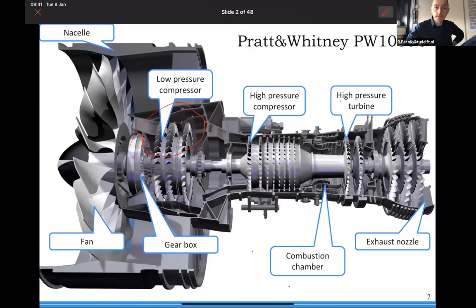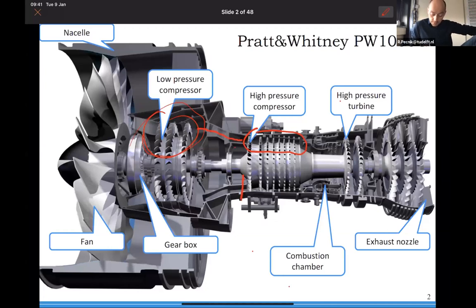So I will answer these questions now. Why is there a separation between the booster here and the high pressure compressor? Right, even if there's no intercooler in between here. The thing is that in this engine, they have optimized it even further so that they can have what's called a two-spool engine.